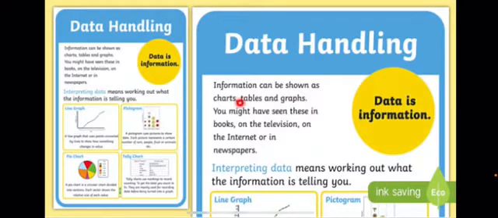Information can be shown as charts, tables and graphs. You might have seen these in books, on the television, on the internet or in the newspaper. Now, interpreting data means working out what the information is telling you. So if you're collecting information about favorite food items or anything, you are actually interpreting data because you are recording the information about the favorite food items in your class.